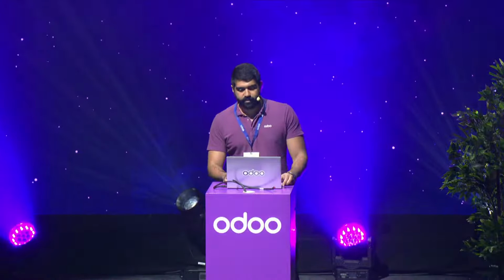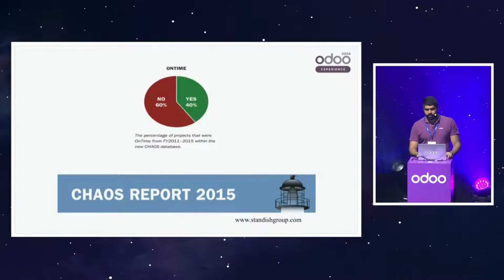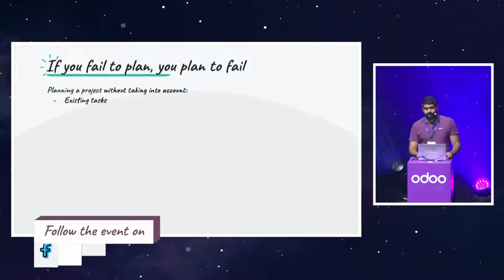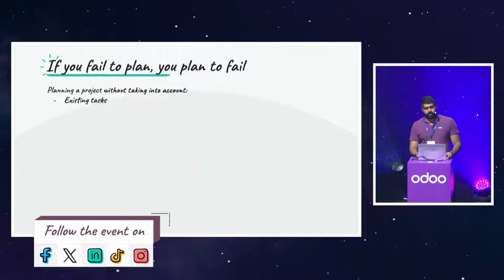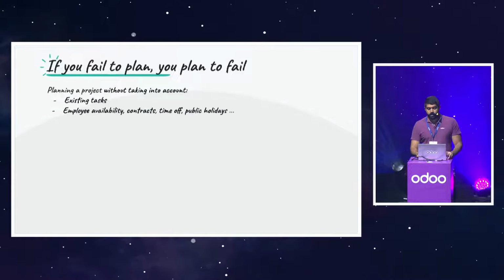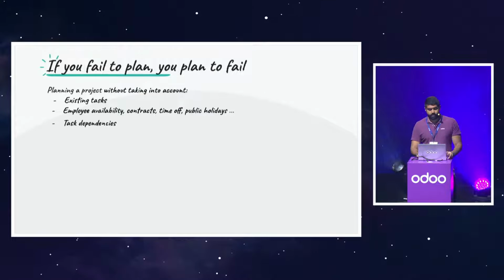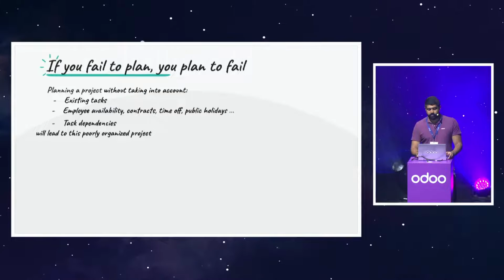Hi everyone. According to Chaos reports in 2015, only 40% of projects were on time. There are many reasons, but one of them is bad planning. If you fail to plan, you are simply planning to fail. So planning a project without considering existing tasks, employee availability, contracts, time off, public holidays, and task dependencies will simply lead to a poorly organized project.